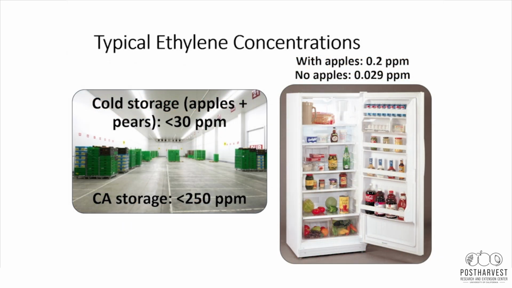In cold storage of apples and pears, you get less than 30 parts per million, and in controlled atmosphere storage, you get significantly higher amounts of ethylene because ethylene is building up in the CA room. There is no air circulation or ventilation actually in CA storage. In a household fridge, when you have apples stored in there, you get about 0.2 parts per million, whereas when you have no apples, you get about 0.029 ppm, much less.